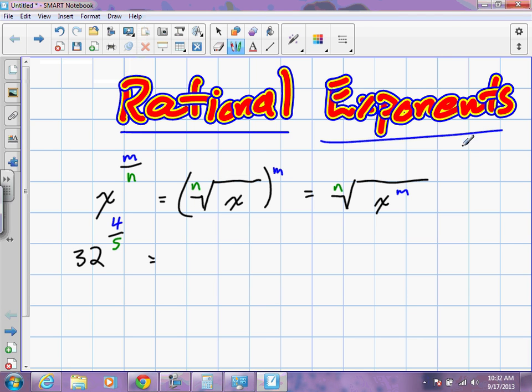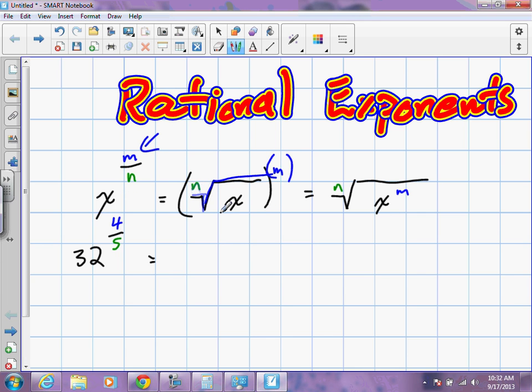Okay, rational exponents. This is another rule of exponents we didn't talk about in our exponent laws. It says if we have a base to the power of some fraction, it can be rewritten. The denominator, or the bottom of the fraction, becomes the root, which we did talk about. And the top of the fraction becomes the new power.